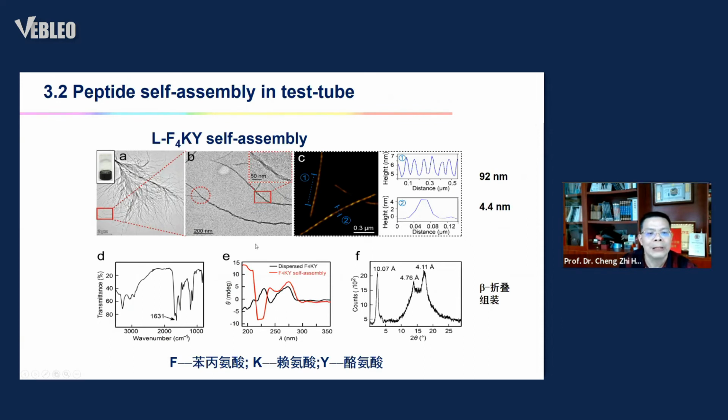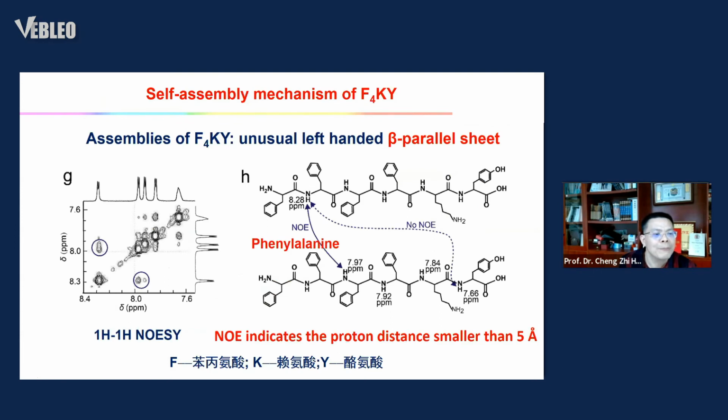a left-handed nanofiber with a beta sheet. An interesting finding is that the D-type F4KY cannot self-assemble into any type of structure. Why can the L-type F4KY form left-handed helical fibers with an unusual beta sheet, while the D-type F4KY cannot?